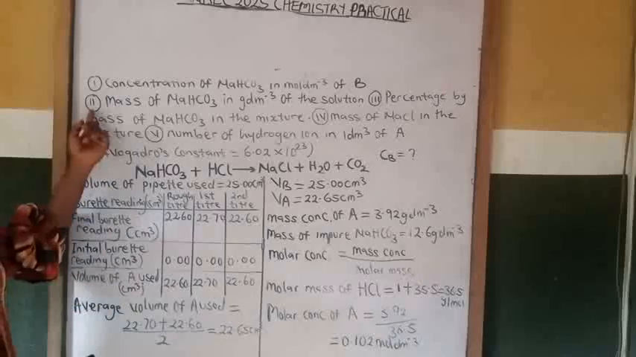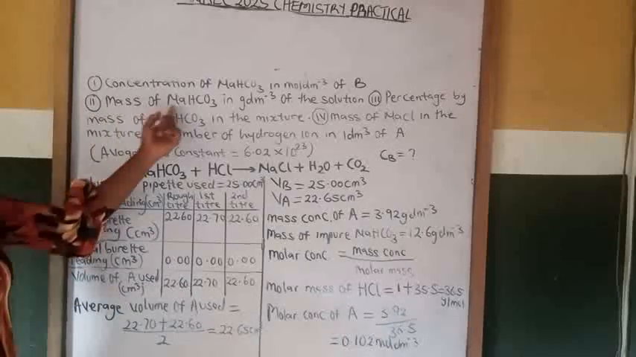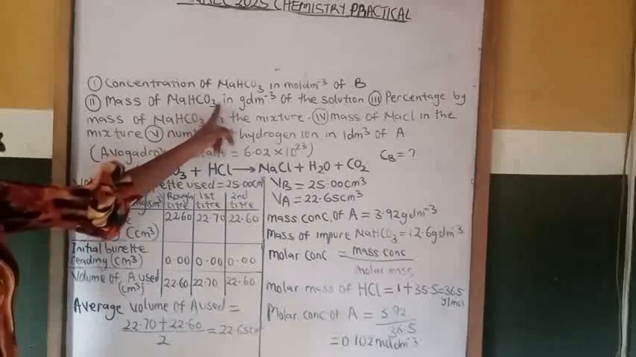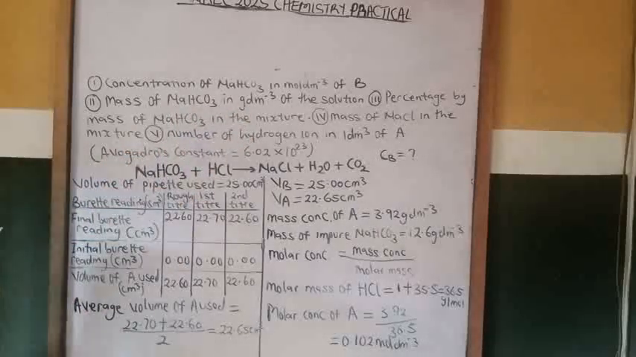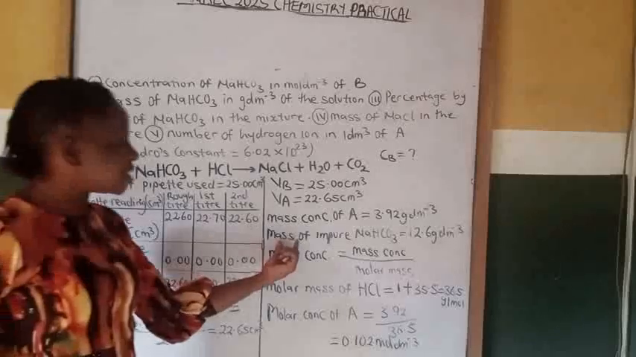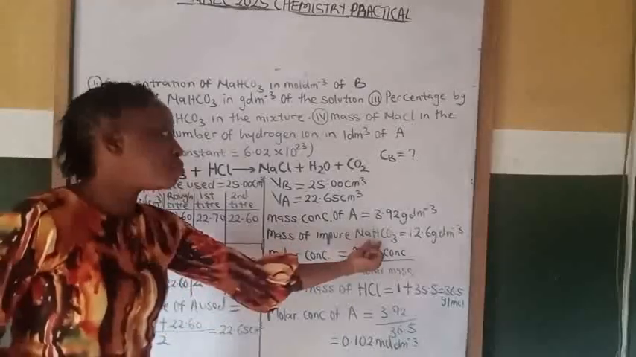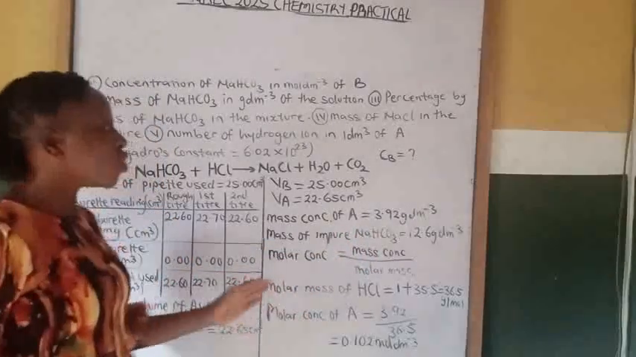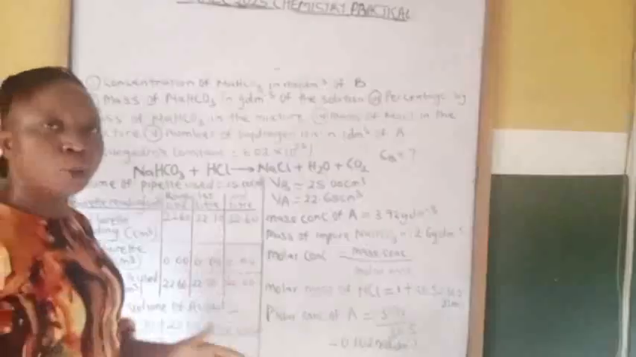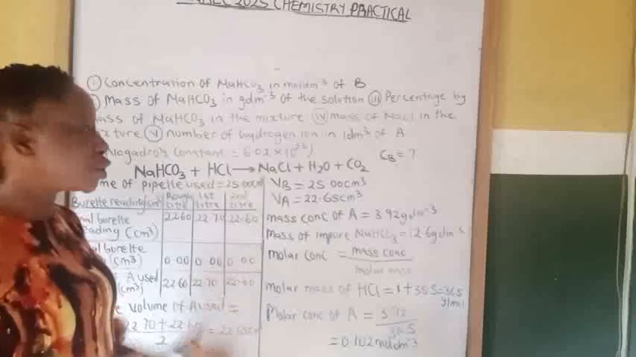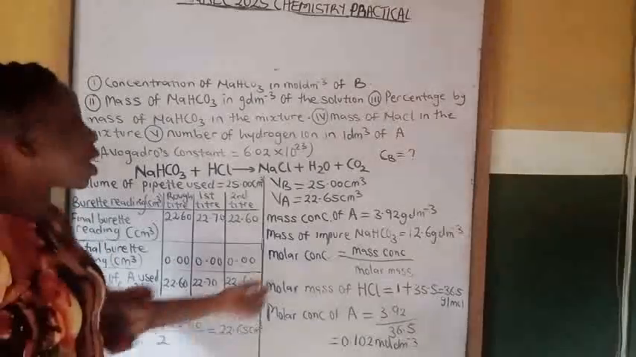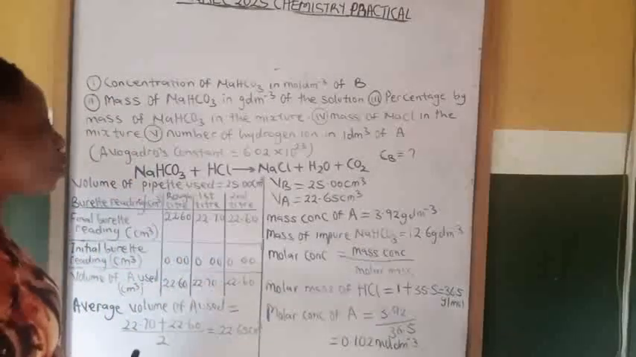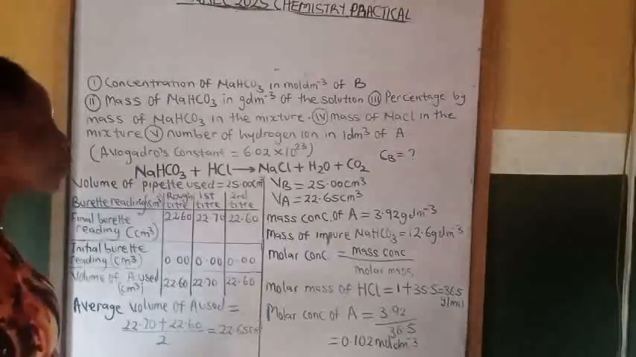Roman figure 2 says calculate the mass of NaHCO3 in gram per dm cube. Don't forget that this mass is the mass of an impure sample, not the mass of NaHCO3. It's the mass of both sodium chloride and sodium hydrogen trioxocarbonate. So we cannot use this as the mass of NaHCO3. It's the mass of an impure sample.